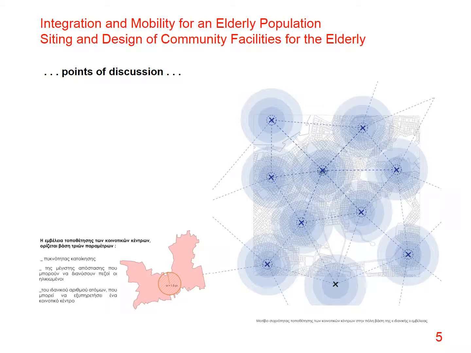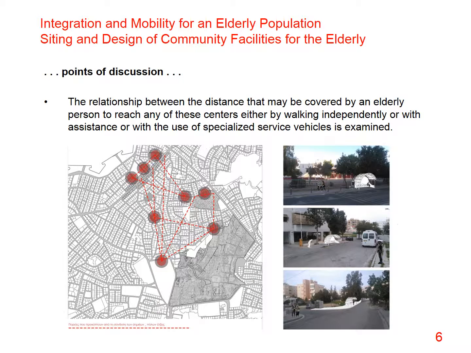And in the second slide, we see the distance that may be covered by this elderly population, and the frequency and distance and spacing that these centers should be located. The relationship between the distance that may be covered by an elderly person to reach any of these centers, either by walking independently or with assistance or with the use of specialized service vehicles, is examined.